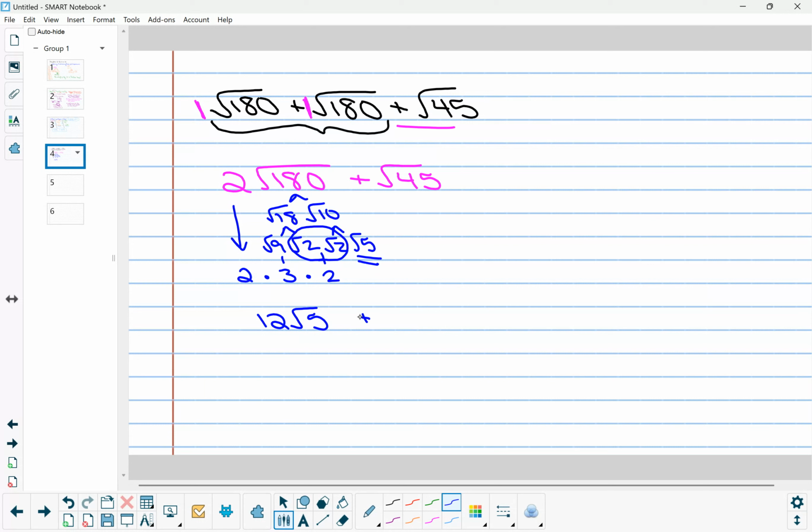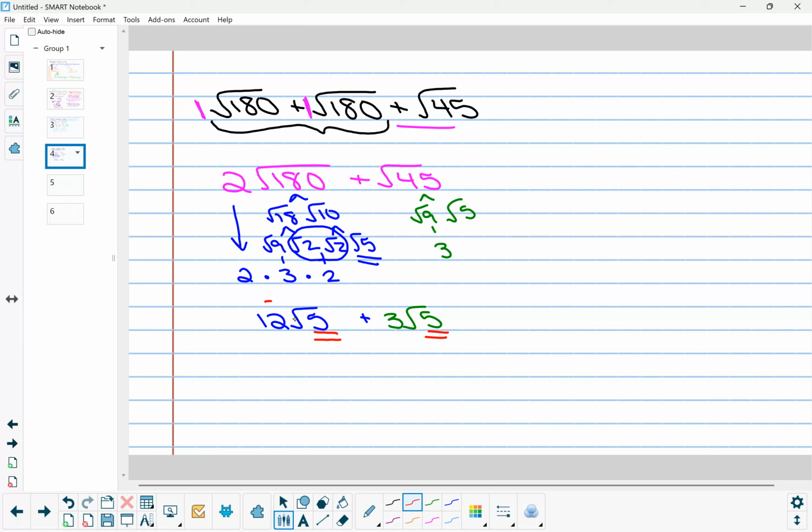Bring the plus sign down. I'm going to do this one in a distinctly different color. So this is going to be rad 9, rad 5. The 9 is a 3. So this is 3 radical 5. My radicands are the same. So they are like terms.